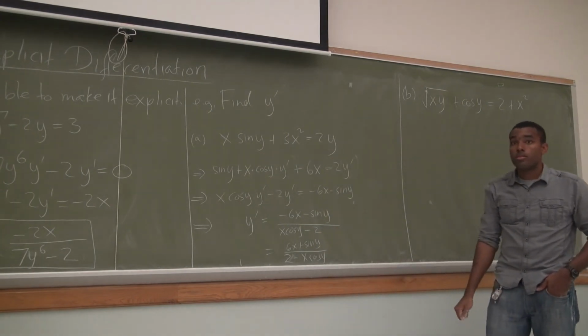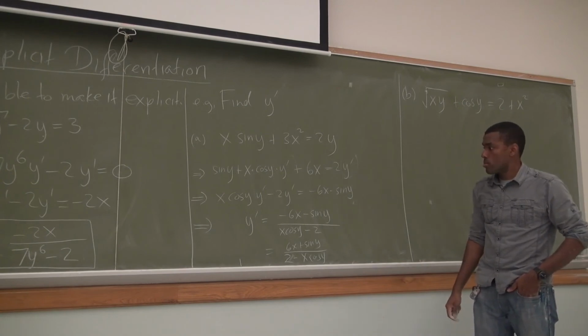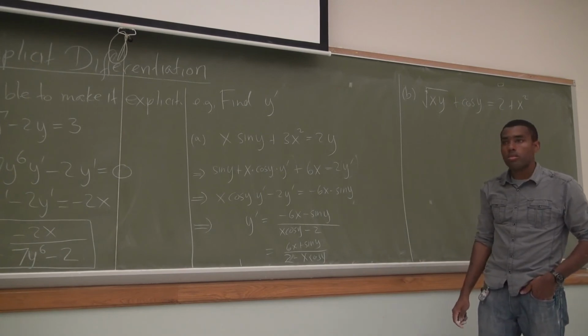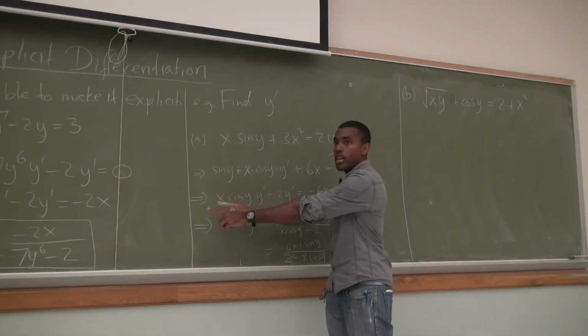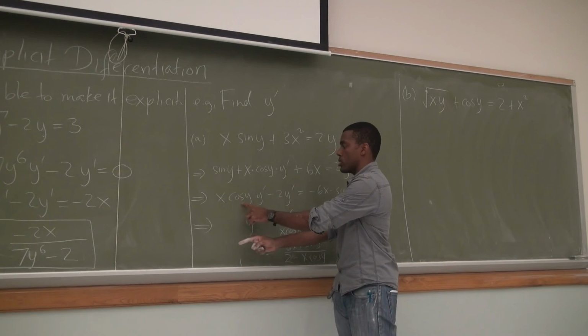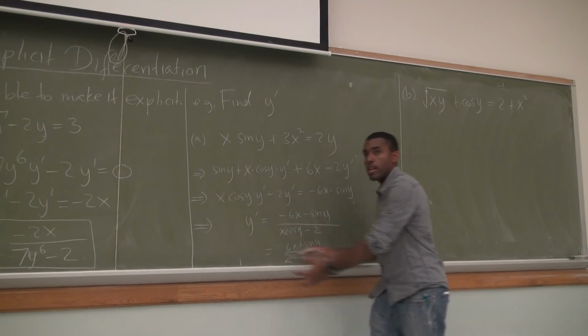Wait, Professor. So why doesn't it have a y prime? What do you mean? Oh, the y prime here is a constant. I factored it out. And then I have x cosine y minus 2. And then I divide both sides by that.